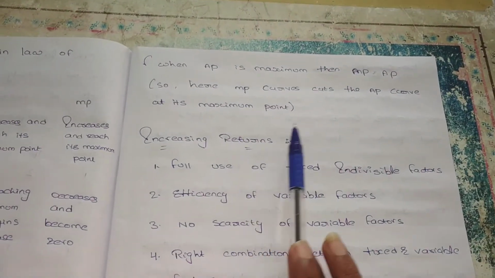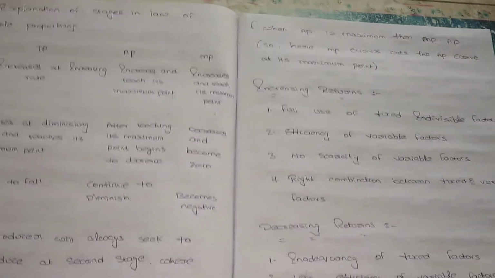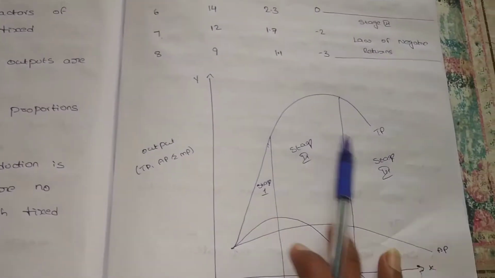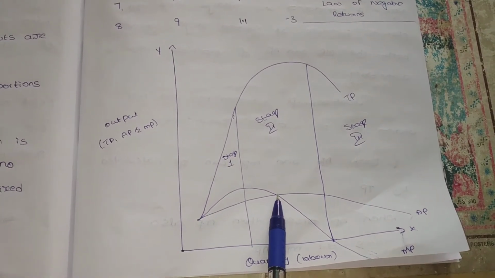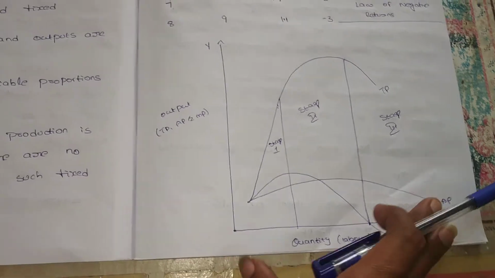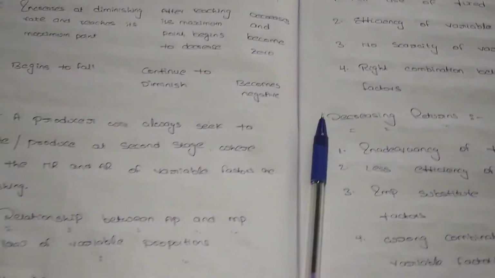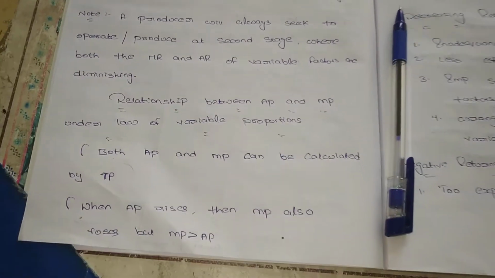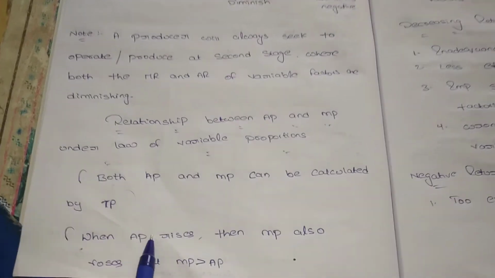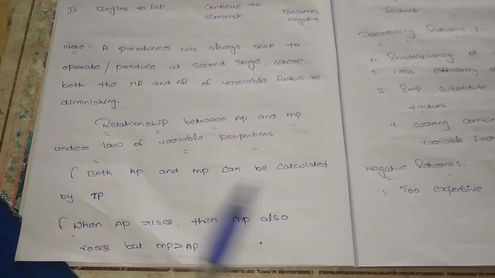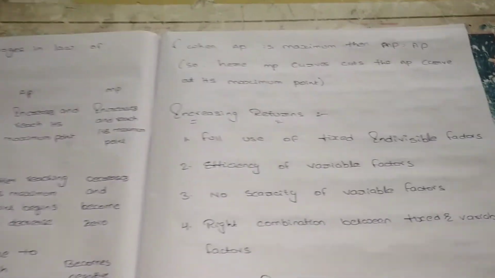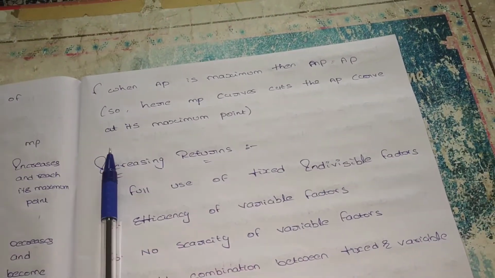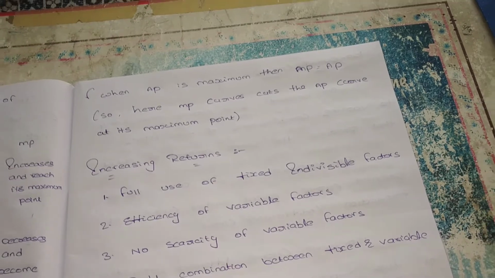So here the MP curve cuts the AP curve at its maximum point. The marginal product curve cuts the AP curve at the maximum point. This is the maximum for both at this point. So I hope you understand the relationship. Both average product and marginal product are calculated from the total product. When average product increases, marginal product is greater than the average product. And at one stage, the average product is equal to the marginal product.